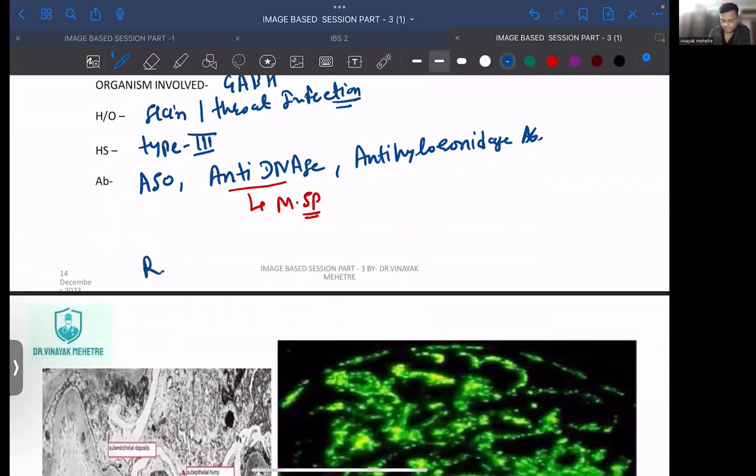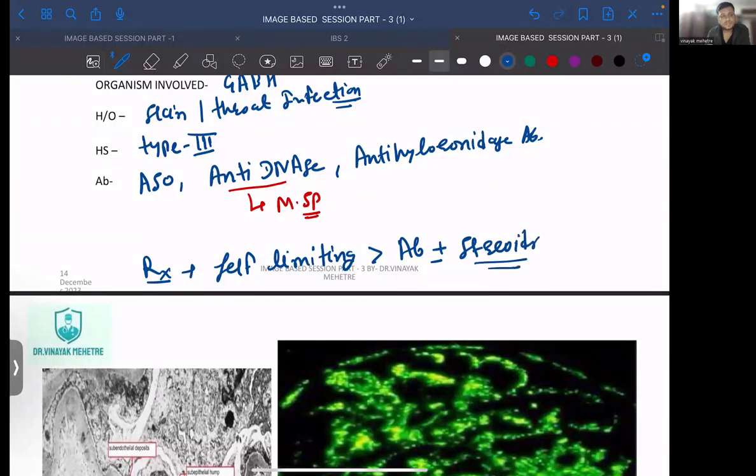Treatment. What is the treatment for this? Anyone? Remember, it is self-limiting. Okay, right? Reassurance. If we need to give, then we can give antibiotics plus or minus steroids. Okay, plus or minus steroids.